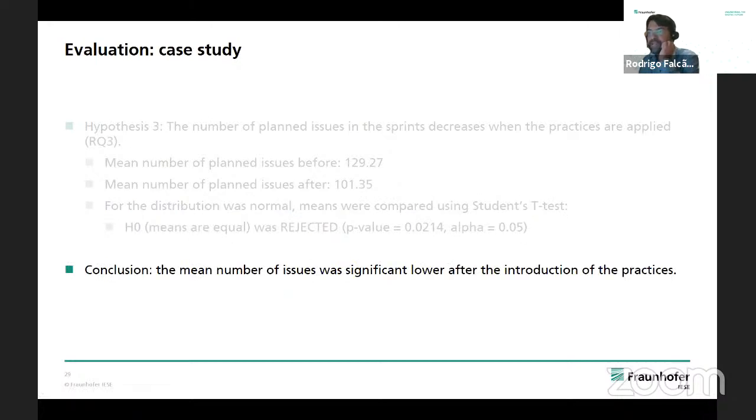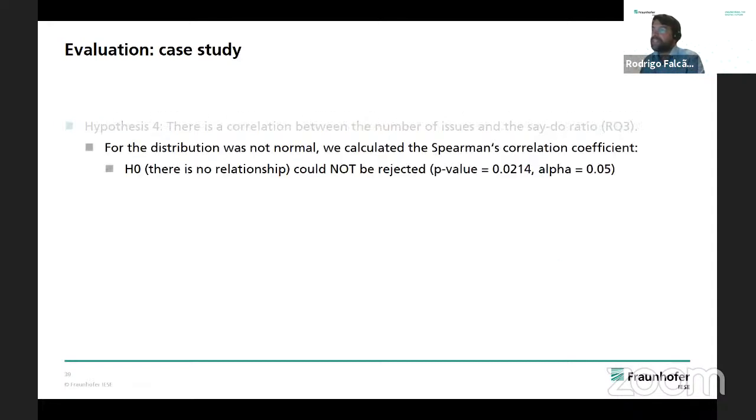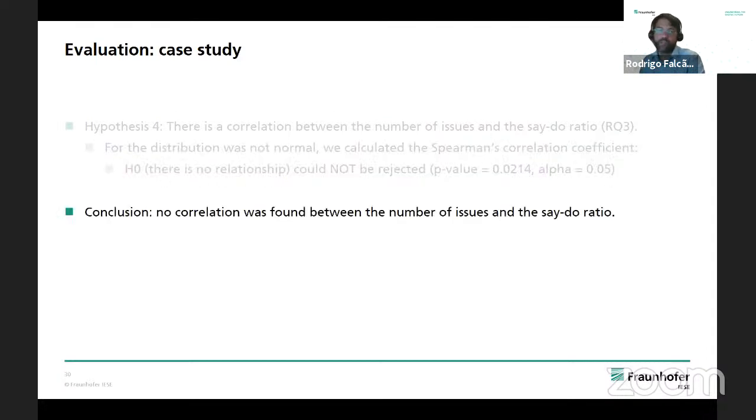And then comes the question, okay, maybe the say-do ratio became better just because we planned fewer issues in each sprint. So then we checked whether there was a correlation between the number of issues and the say-do ratio. This was the last test, but we didn't find any correlation. So we cannot explain the better say-do ratio just because we reduced the number of issues.